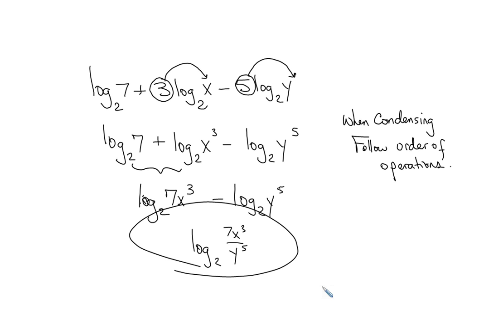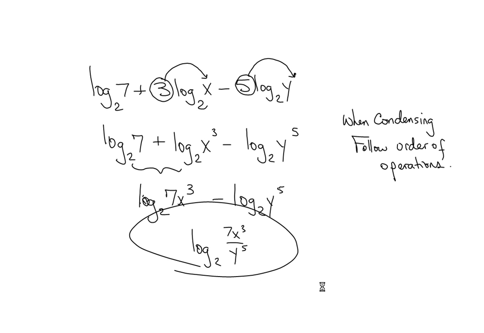When you're done condensing, you should have a single logarithm, and there should be no number in front of it. In other words, it has a coefficient of 1. That's why we don't see it. It's really 1 times log base 2 of 7x cubed over y to the 5th. So do you guys see how condensing works? It's just the opposite of what you did last night. Any questions about those?